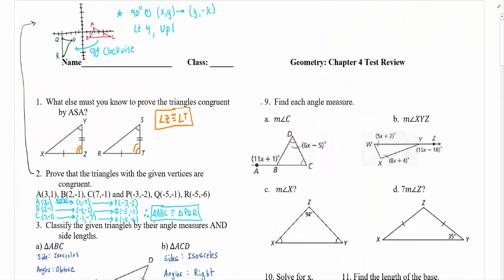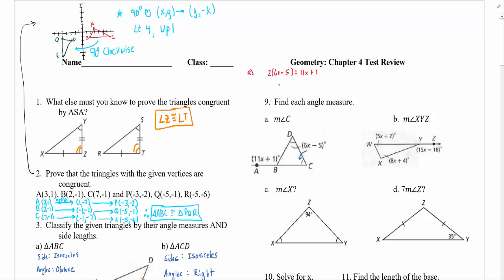Alright, number 9. I'm going to find each angle measure. Now this one is dealing with a problem that is giving you two congruent angles. So I'm going to solve this. I need to use the exterior angle theorem. Exterior angle theorem states that the sum of the two non-adjacent interior angles equals the exterior angle. So this would be 2 times 6x minus 5. That is the same as this 6x minus 5 plus 6x minus 5. I'm just multiplying by 2 instead. And by the way, this is a equals 11x plus 1.